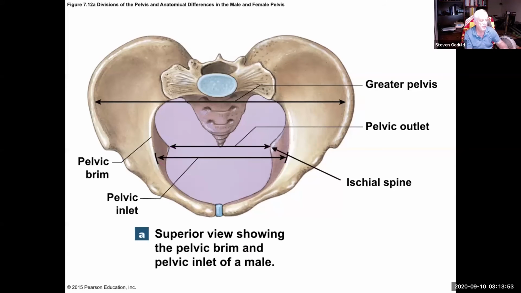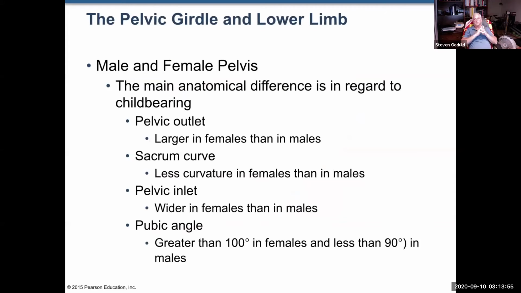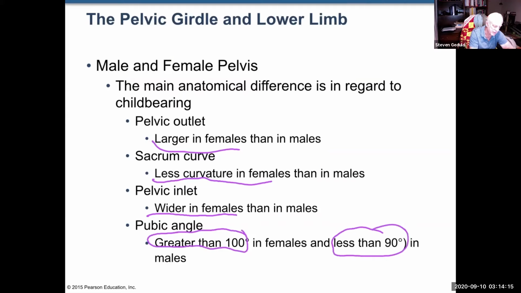The male and female pelvis are different because of childbirth. The main anatomical difference is with regard to childbearing. You have the pelvic outlet, which is larger in females than in males. You have the sacrum curve, which has less curve in females. The pelvic inlet is wider in females. The pubic angle greater than 100 is a female, less than 90 is male.